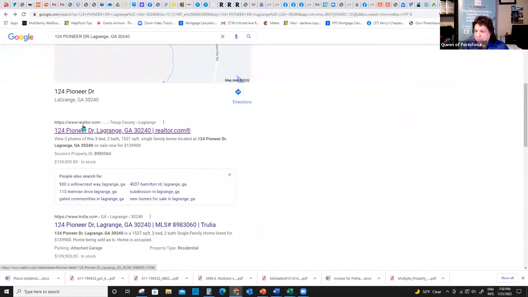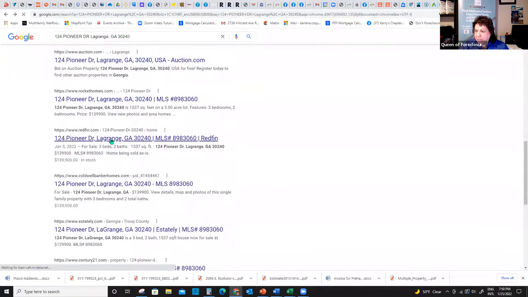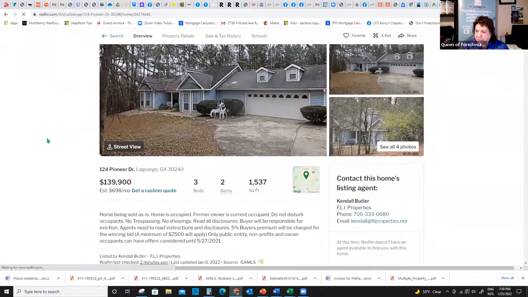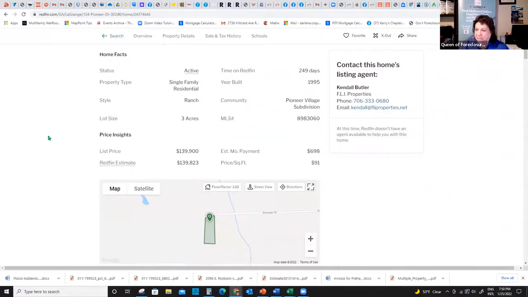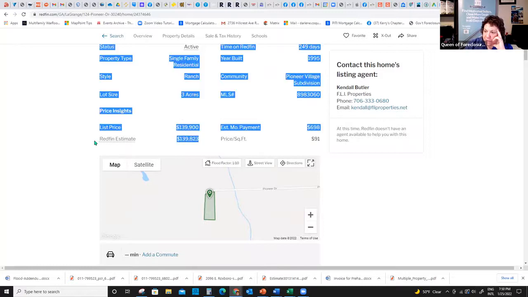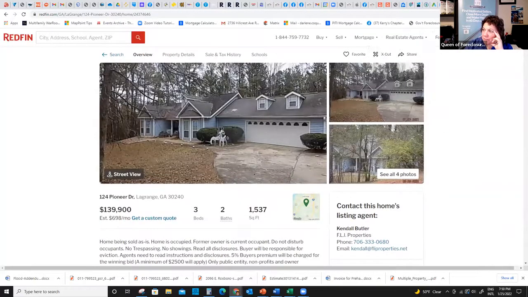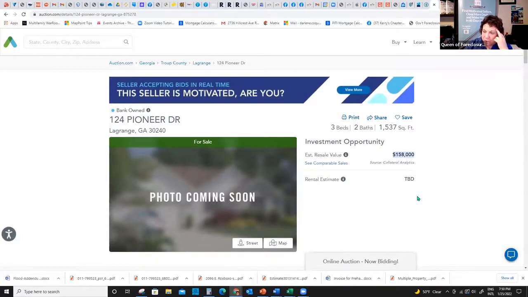How about Trulia, Redfin? Some of these different ones have estimates for you. Sometimes you can get different estimates though. You know, they've changed a little bit. If it's active on the market, a lot of times, here's your Redfin estimate, 139,823 right there. So, you know, I take it with a grain of salt. They say 158. What does everybody else say? And then I go do my own due diligence.